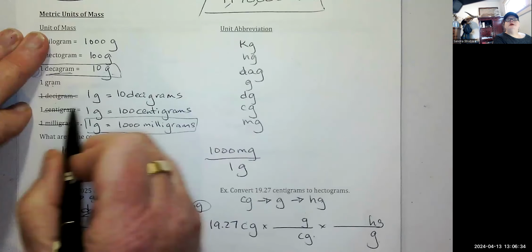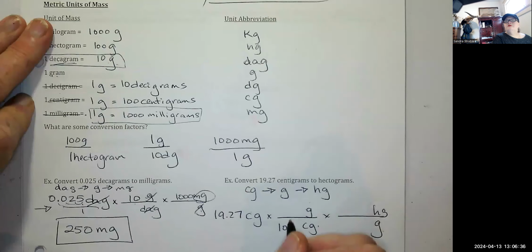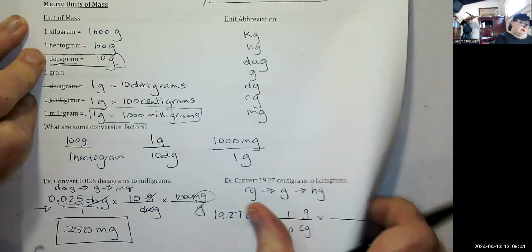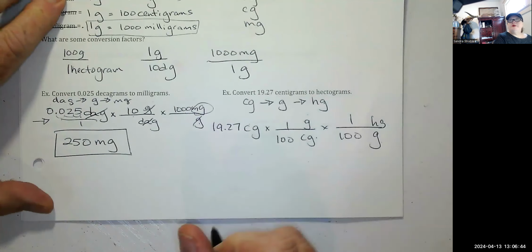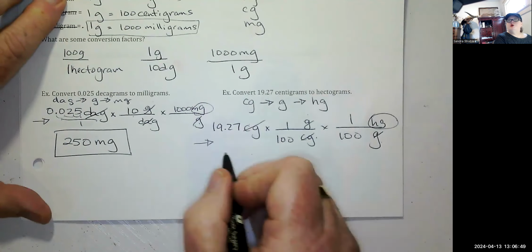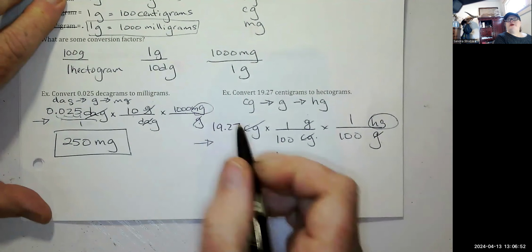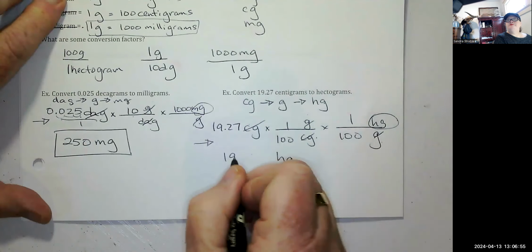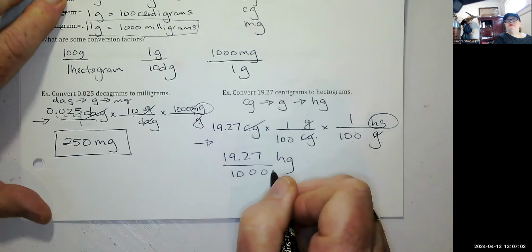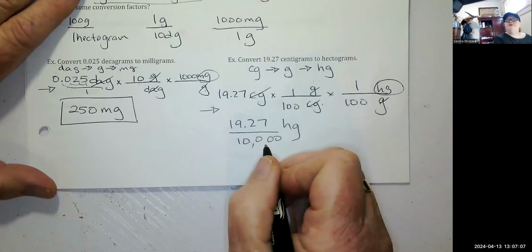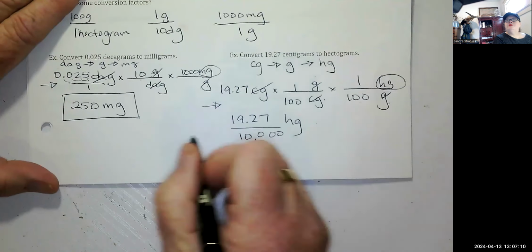Grams and centigrams, there are 100 centigrams to 1 gram. And grams to hectogram, there are 100 grams to 1 hectogram. Multiplying straight across, my centigrams is gone, my grams are gone, left with hectograms. Cool. And we've got 19.27 times 1 times 1 divided by 100 times 100, which is 10,000. And then we just need to divide 19.27 by 10,000. So that's going to move my decimal over to the left 4 times.